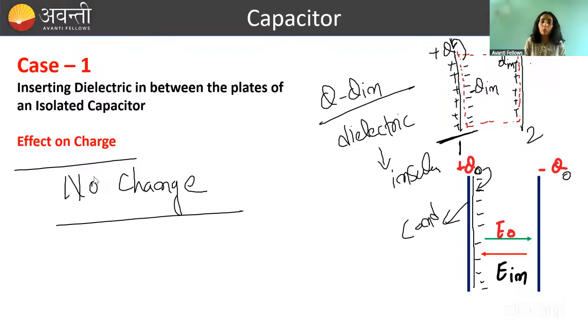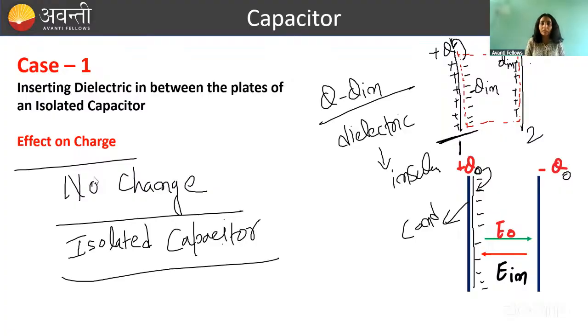ठीक है, and also that is why we call it isolated capacitor. मैंने बोला, isolated capacitor पे आप क्या डाल रहे हो? Dielectric डाल रहे हो. So this is isolated capacitor. Wherever you encounter isolated capacitor, charge will remain constant.